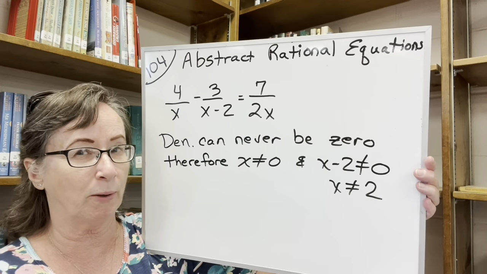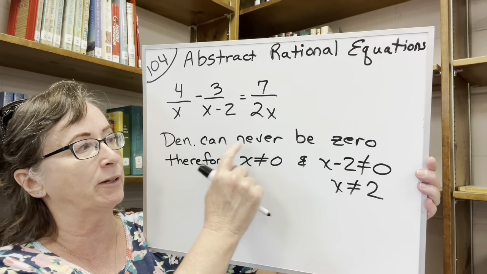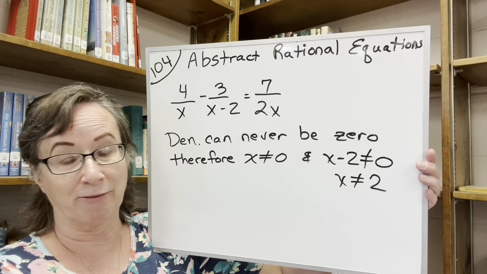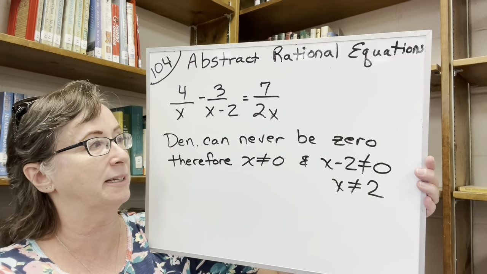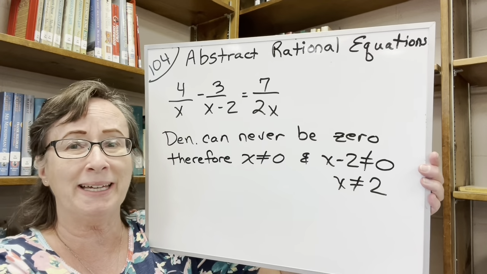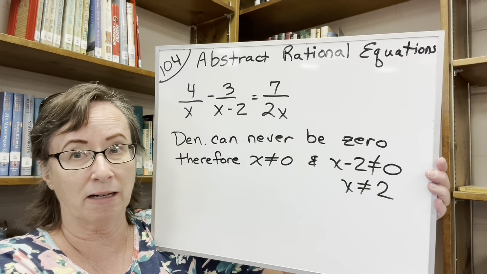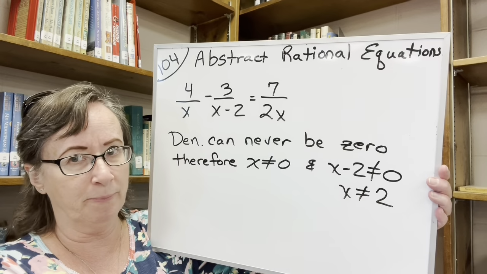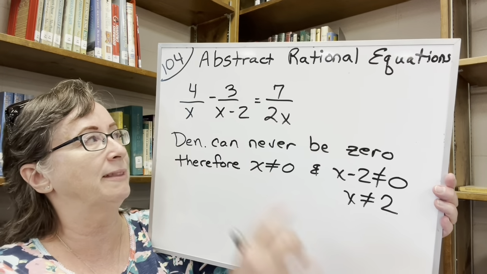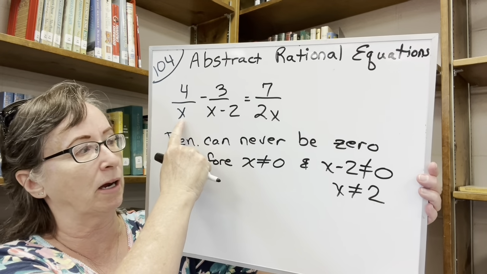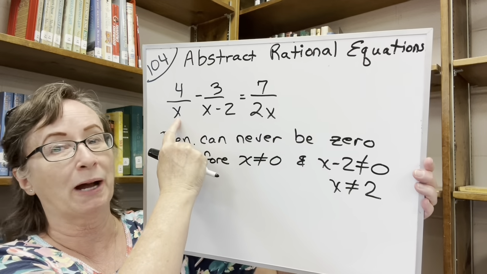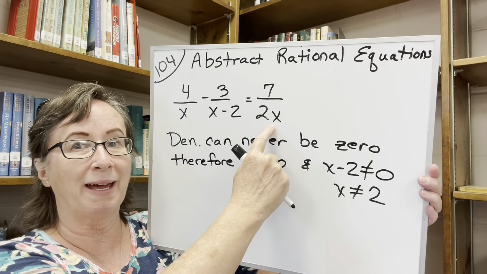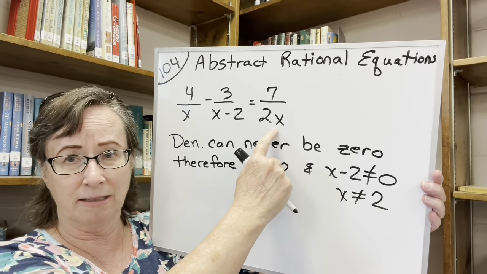But what they're trying to point out to you is that the denominator can never be zero. Whether you have abstract or just regular rational equations, the denominator cannot be zero because we cannot divide by zero. Division by zero is undefined. So, therefore, we know that here x could never be zero, because if x was zero, I would be dividing by zero here and here, which would make the whole equation undefined.